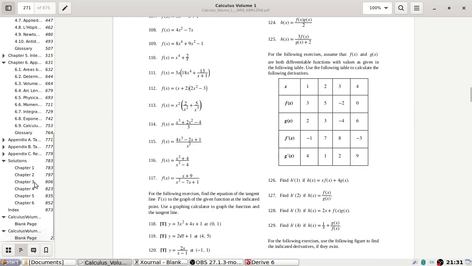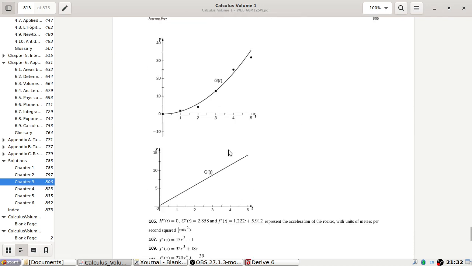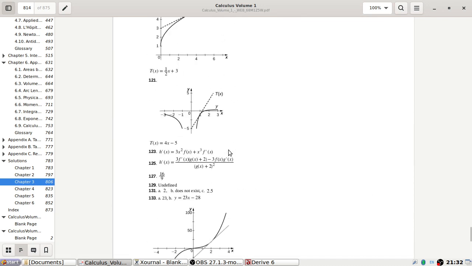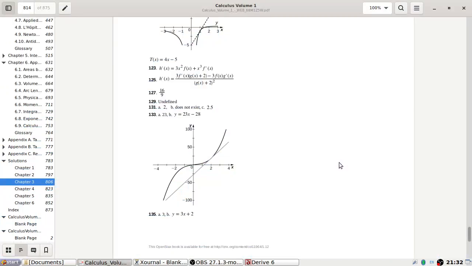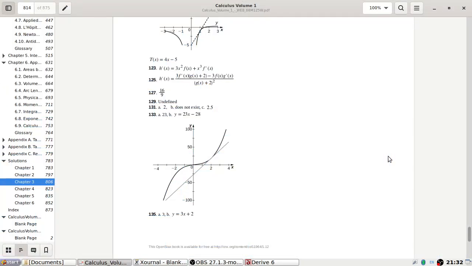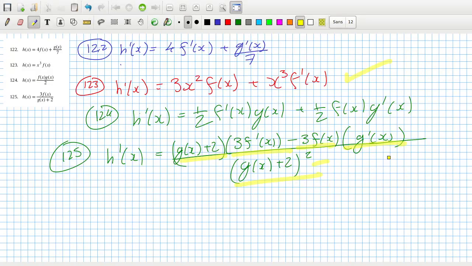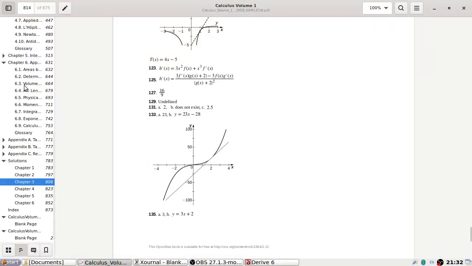Let's see. Okay. 3x squared f plus, yeah, that's right. And then 3f'(x) g(x) plus 2 minus 3 f g'. Yeah. That looks okay as well. Okay. Oh, it's only been 11 minutes. Maybe we can do a little bit more.